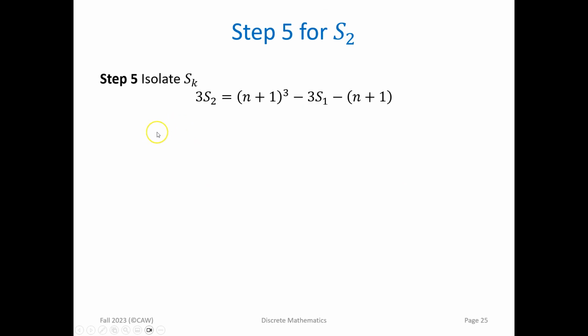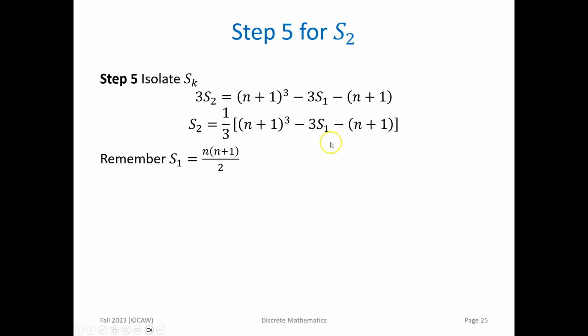Now we need to do step 5, isolate s sub k. We ended up from that last equation with 3 s sub 2 is equal to n plus 1 cubed minus 3 s sub 1 minus n plus 1. So we just had to bring 2 terms across the equality. Let's divide by 3. We have s sub 2 is equal to 1/3 of this expression, the n plus 1 cubed minus 3 s sub 1 minus quantity n plus 1.